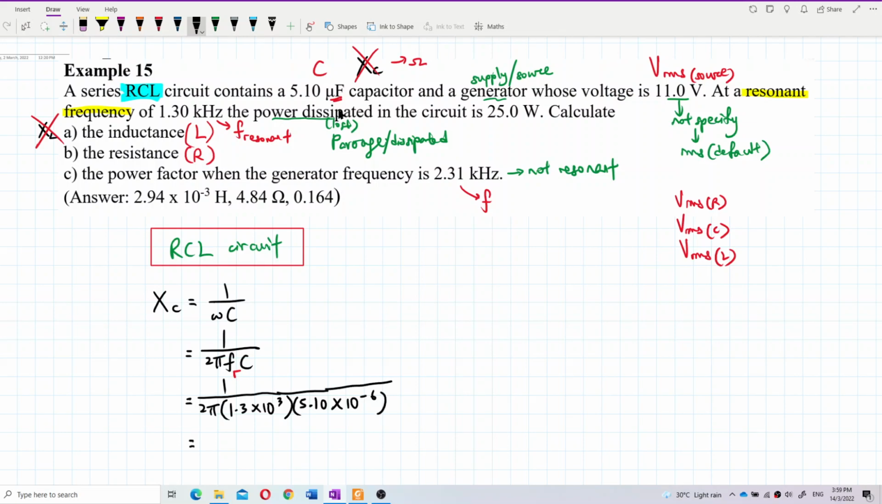Okay, so what's the answer? Let's calculate. 2 pi multiplied by 1.3 exponent 3 multiplied by 5.1 exponent negative 6. Calculate, and then 1 divided by the answer. So the answer for XC is 24.005 ohm. The unit for XC is ohm. Okay, I got the XC already. Now I want to find the resonant frequency.